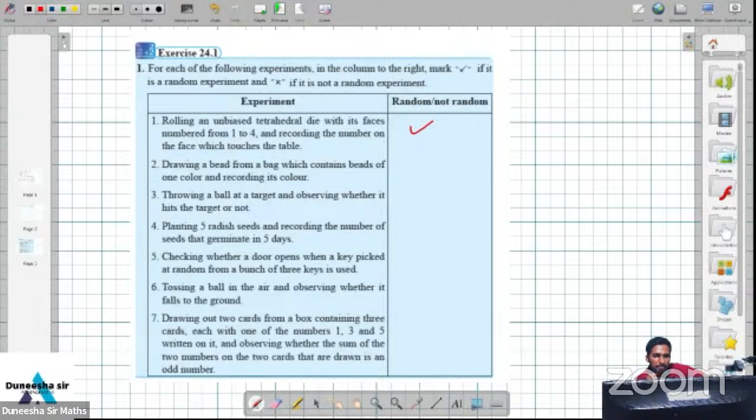It's random because we don't see what we are drawing outside. It's a random event because we don't know what color of the beads we can get. Okay.